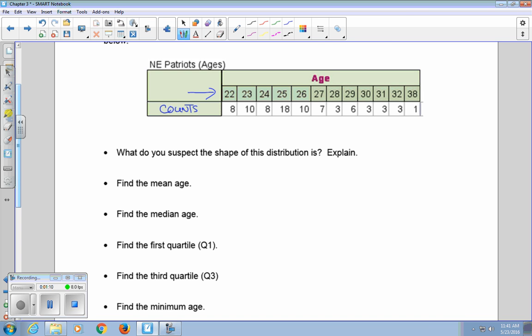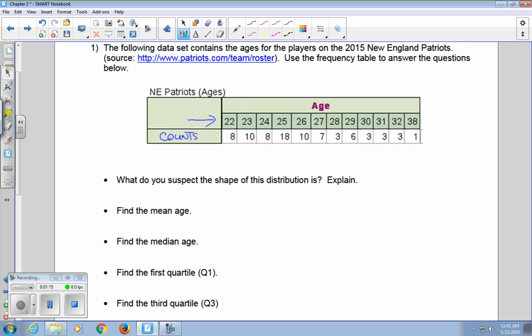Data like this is very common to see, and you have to be careful when you are calculating things that you're keeping track of what the actual data is and what are your counts. So let's answer the following questions. What do you suspect the shape of this distribution is, and explain? One way to do that would be to graph it out a little bit.